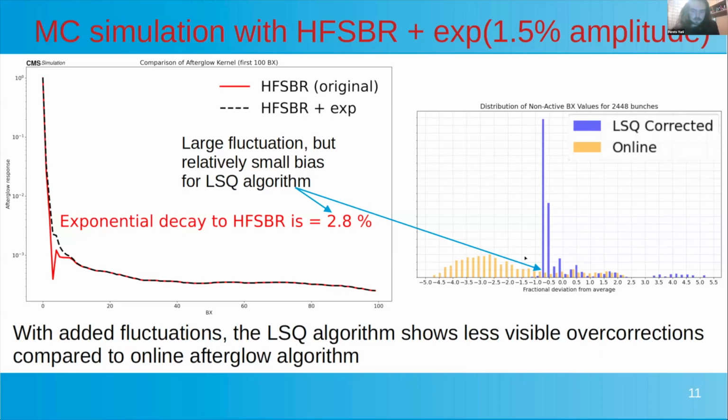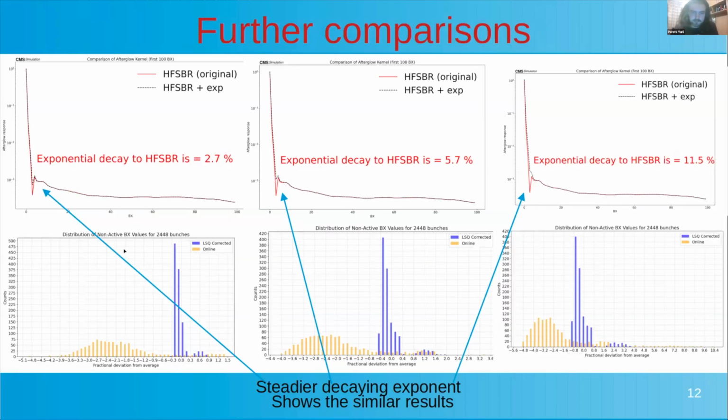We can even add those fluctuations in other styles. Here we added fluctuations more at the beginning, and we can also add a steadier decaying exponent. We can still see the same effects: LSQ still provides better results and does not overcorrect as much.